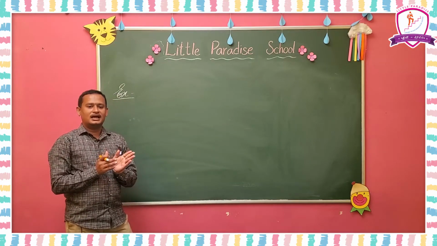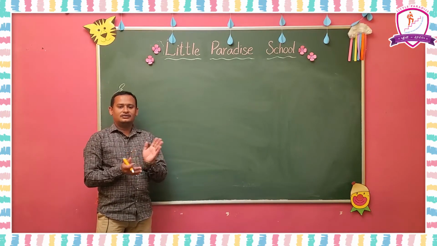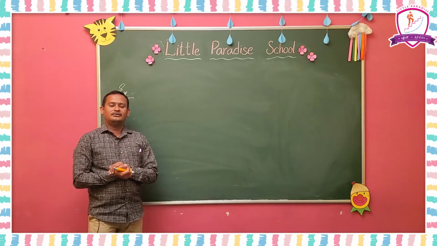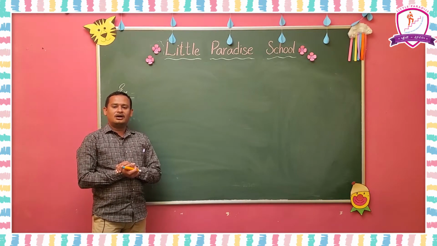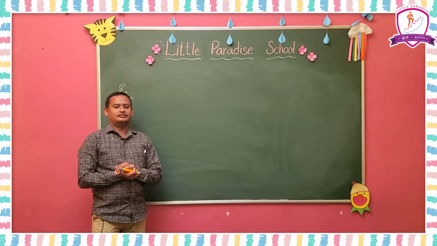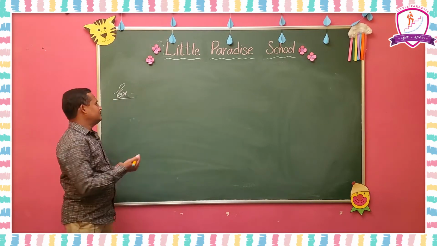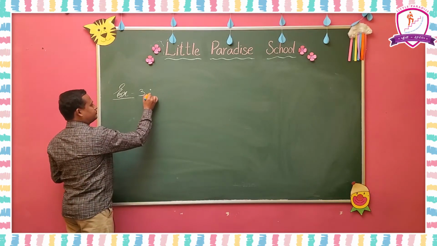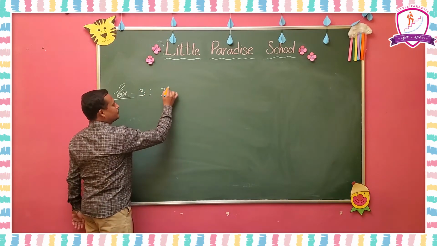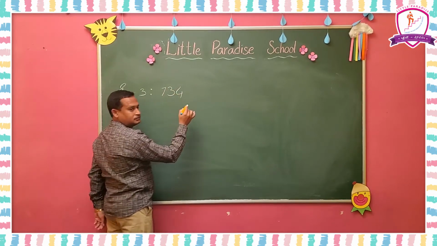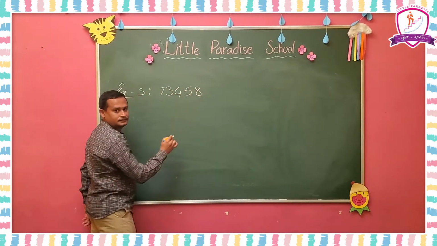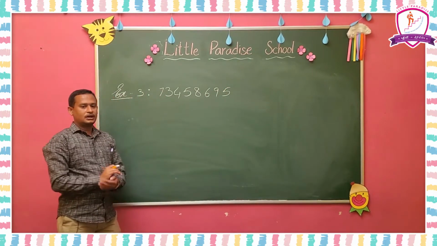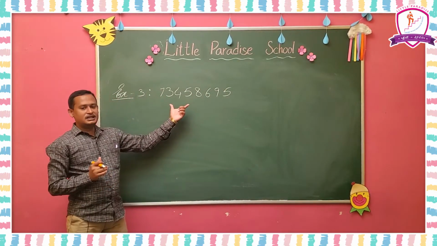Now I am going to explain how to write the number in the international system. How to write the given numbers in the international system. Here, write the number name for the given number according to the international system. This is the question asked here. Example 3. So what is the question given here? Here the number is given like this.